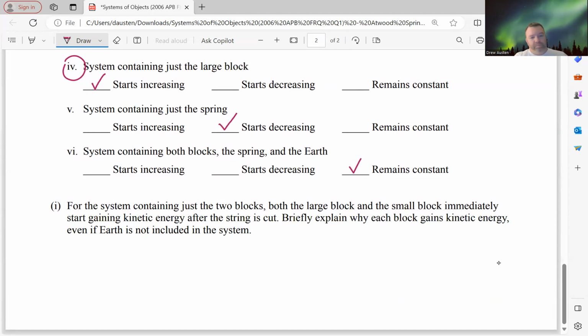And we can say for this one that the spring and the Earth both provide an external force that does positive work on each block. The spring is an external spring force on the large block. The Earth provides an external gravitational force on the small block. So because we have these two external forces, each doing positive work on the block, that's going to increase their kinetic energy.